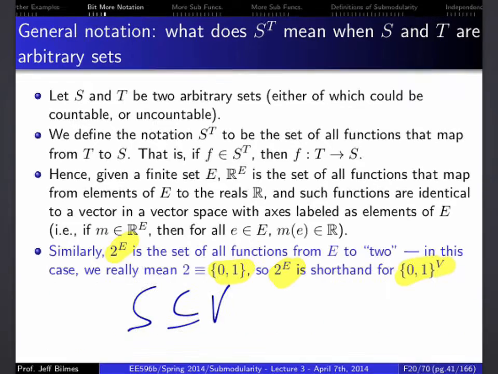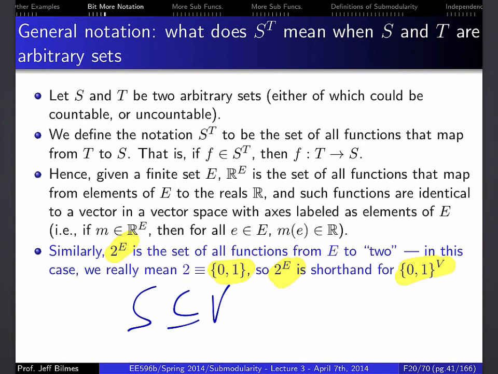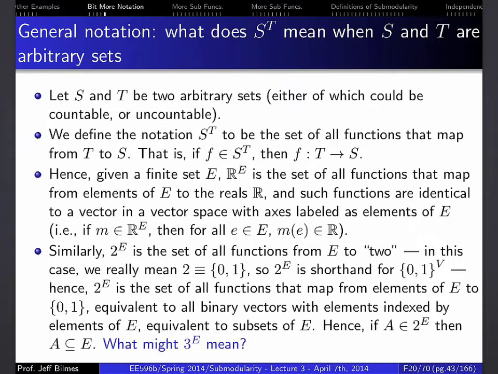So for example, when we say a submodular function maps from 2 to the V to R, that basically means that it's a function that maps from functions from V to the binary numbers to the real numbers. This is hopefully making things clear and not making things obscure. What do you think, just as a sanity check, what do you think 3 to the E might mean?